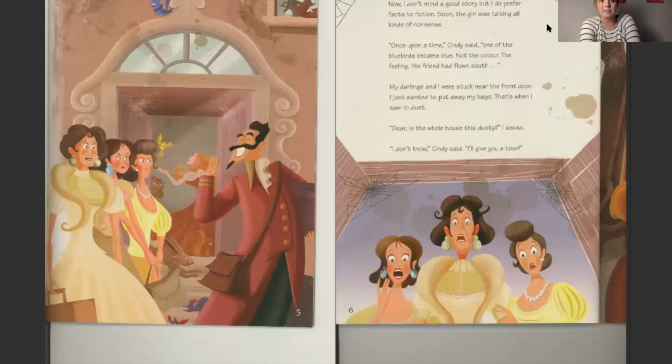Now, I don't mind a good story, but I do prefer facts to fiction. Soon the girl was talking about all kinds of nonsense. "Once upon a time," Cindy said, "one of the bluebirds became blue. Not the color, the feeling. His friends had flown south." My darlings and I were stuck near the front door. I just wanted to put away my bags. That's when I saw it. Dust. "Dear, is the whole house this dusty?" I asked. "I don't know," Cindy said. "I'll give you a tour."